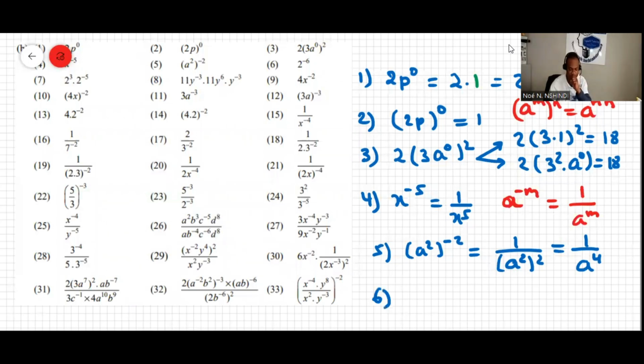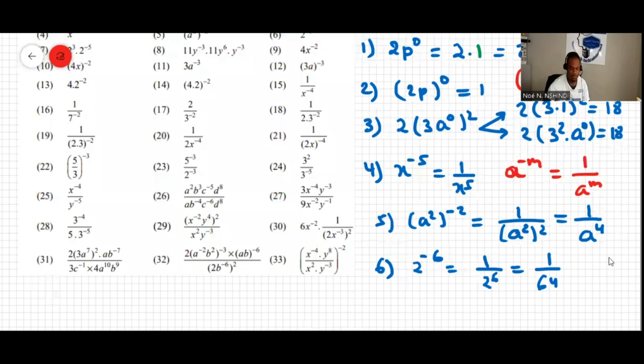Excuse me, 6. See, question 6 is like 2 to the negative 6. This, obviously, according to this law of exponents, as in question 4, will be 1 over 2 to the 6. And then 1 over 2 to the 6 is equivalent to 1 over 64.